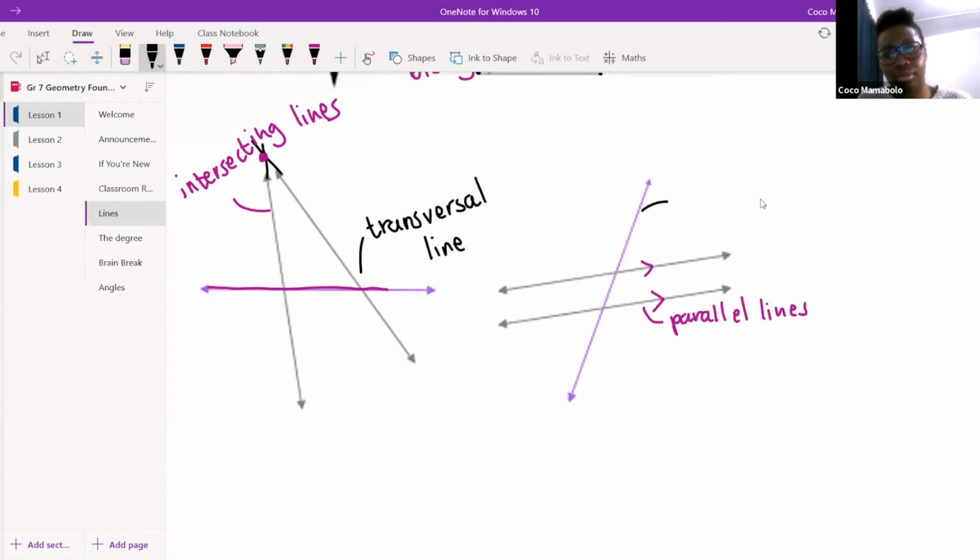Miss, is it a transversal line? Absolutely it is. Yes, well done, Maya. It's called a transversal line. Good, because our transversal line crosses two or more lines. Okay, very well done, Maya. Thank you, Miss.